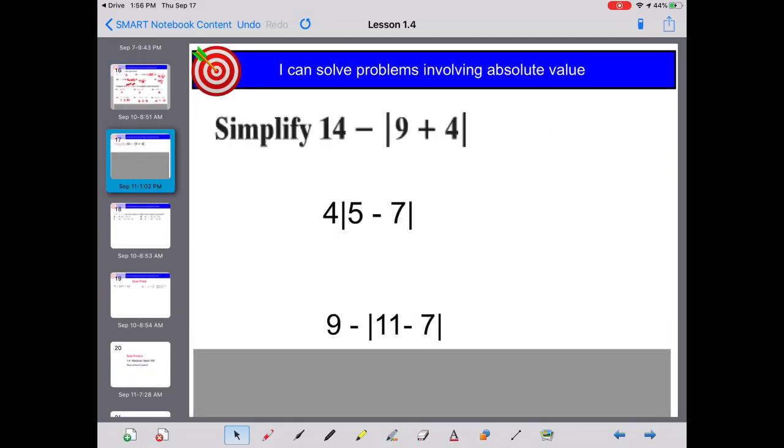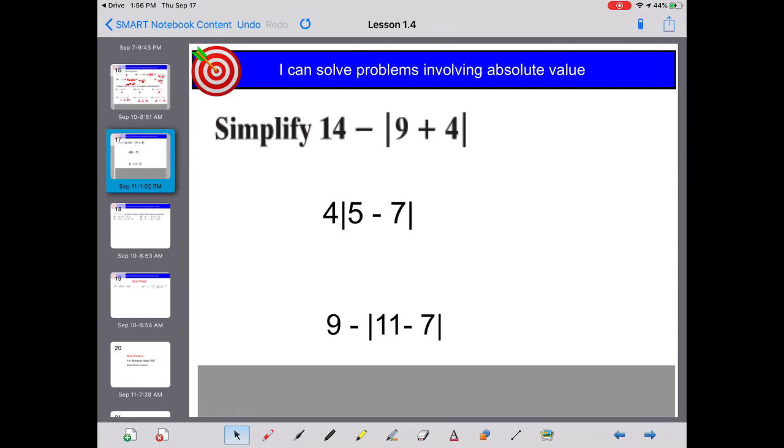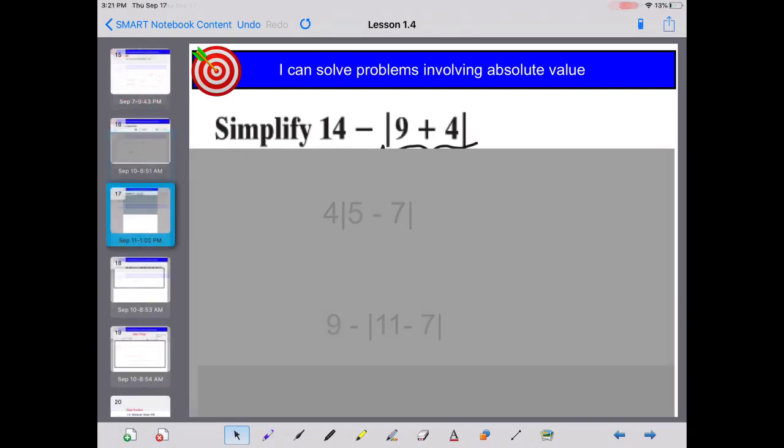All right, give the next 3 a try. Hit pause on your video and come on back once you're done. All right, now you've had time to give these a try.